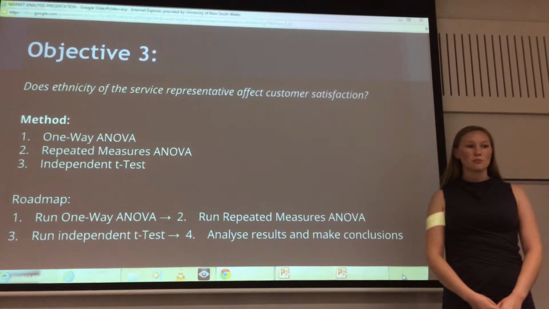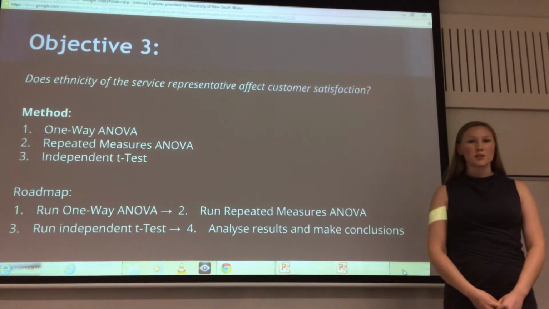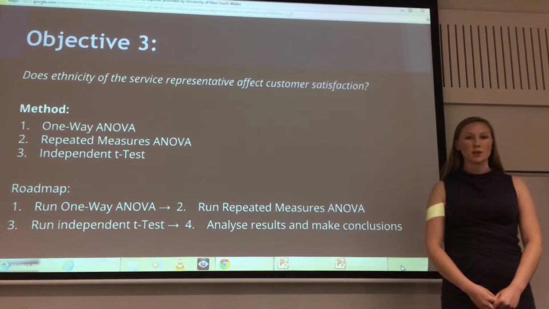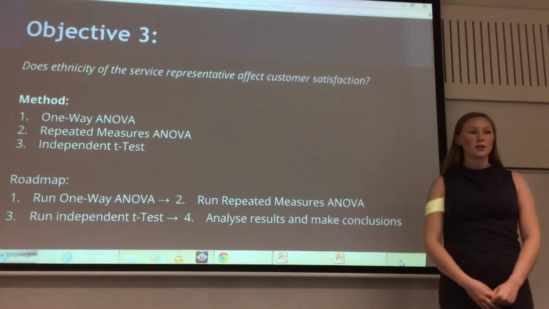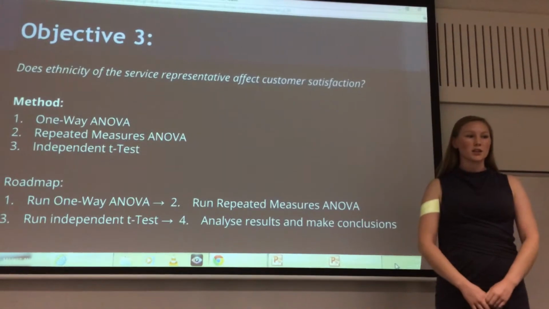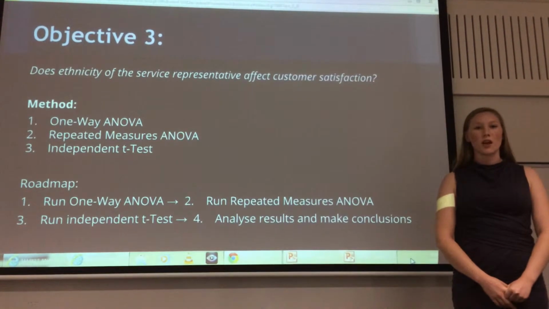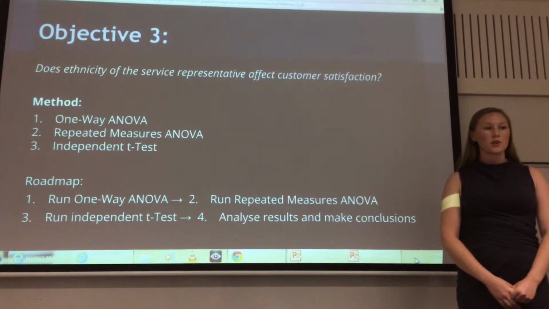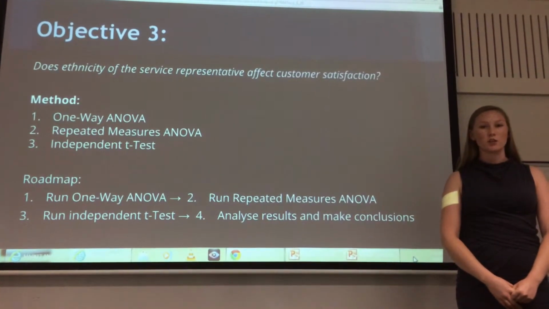Respondents were exposed to 4 different situations: an Asian service representative and an Asian customer, a non-Asian service representative and an Asian customer, an Asian service representative and a non-Asian customer, a non-Asian service representative and a non-Asian customer. These situations are measured as one variable in the data and is a nominal variable.